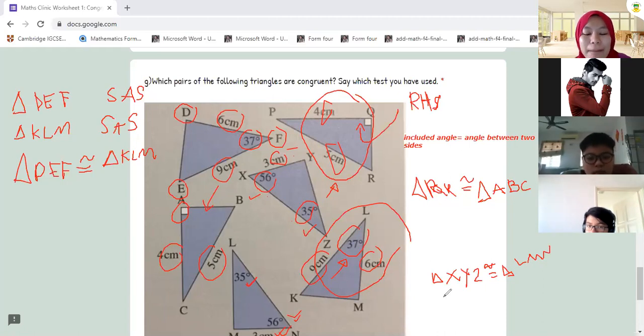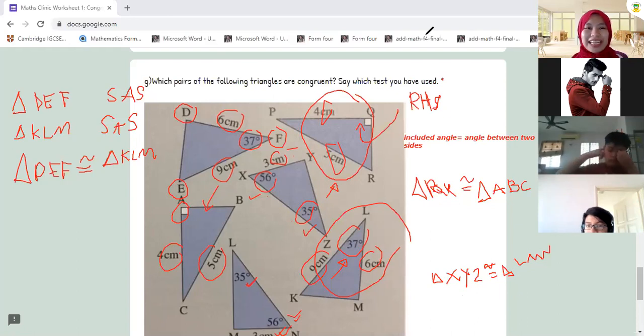The reason is because there are two angles and one side that are similar to each other. That's it. They have the same value. That's it. Okay, any question?